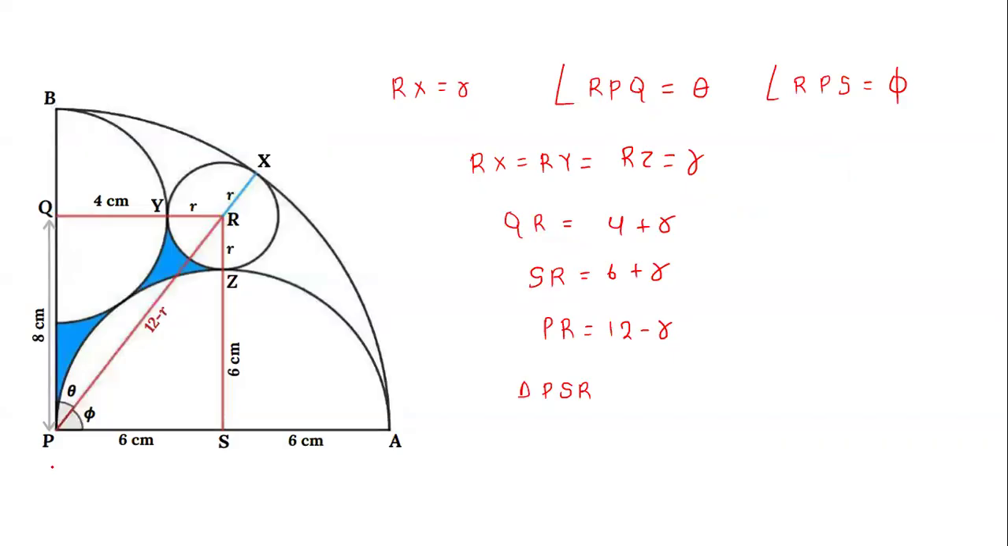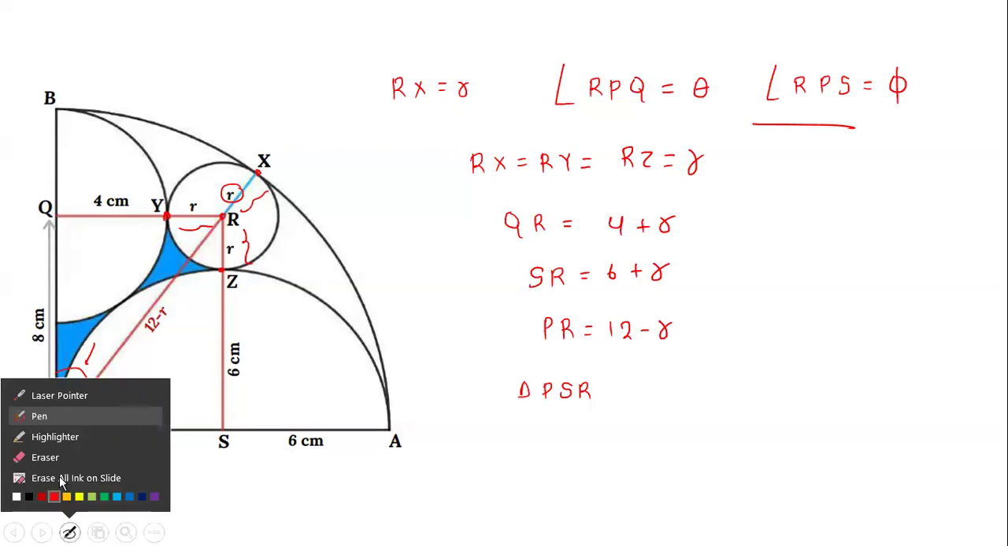Now you see this figure. In this figure, let this R point be the center of this circle, and X is this point, Y is this point, and Z is this point. And let small r be the radius of this circle. So this distance, and this distance, all of these distances are equal to the radius of this small circle. And let this angle be theta, this angle be phi, and this angle be theta. So the RPS angle we are assuming as phi, and this angle we are assuming as theta.